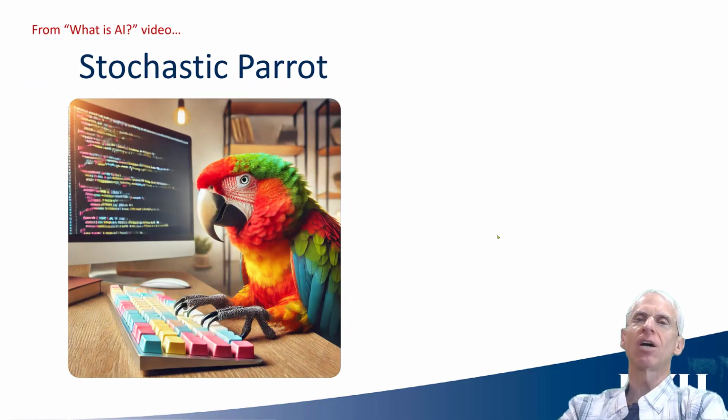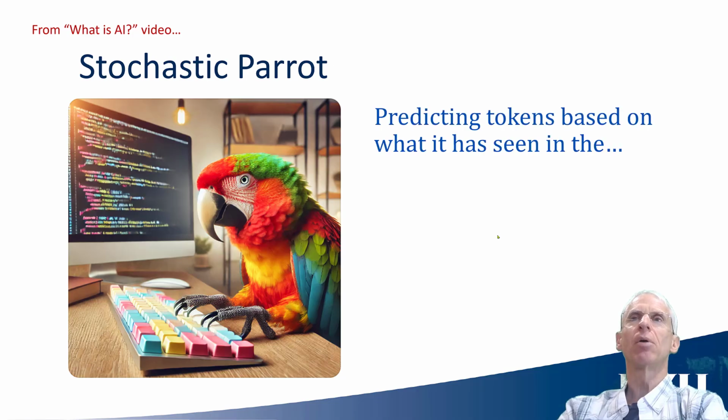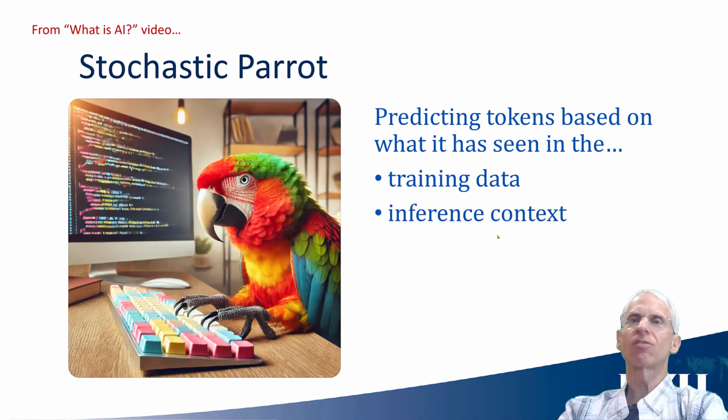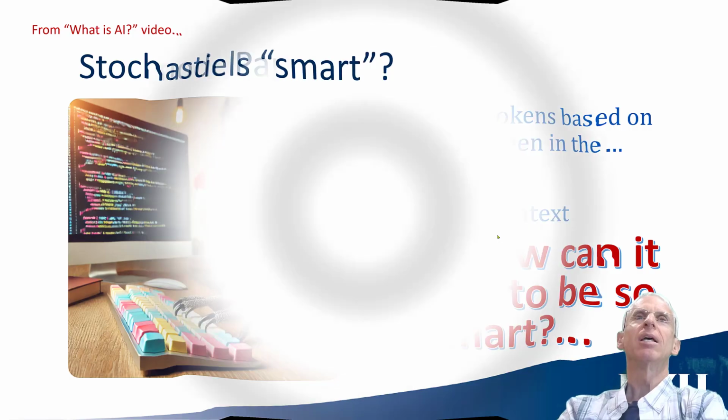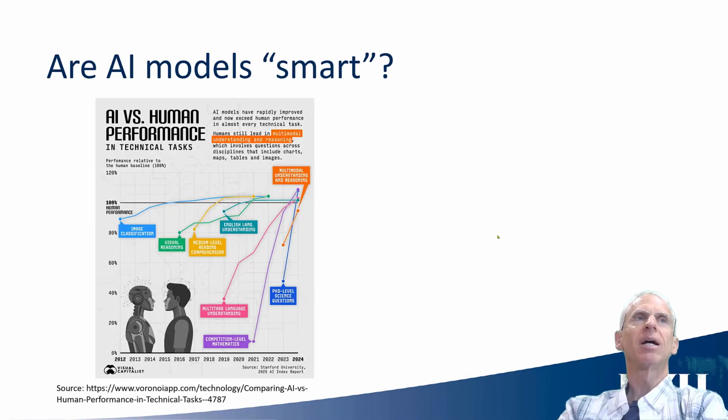This, as was mentioned in the prior video, is called the stochastic parrot. So it basically says this idea that the model predicts tokens based on what the model has seen in the training data and the inference context. Okay? So, then how can it be so smart? If all it's doing is predicting tokens, how can it appear to be so smart? Well, they are smart. AI versus human performance on various tests: AI can far exceed human performance on various tests. It's pretty amazing.